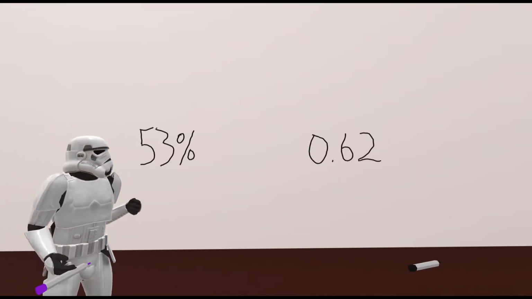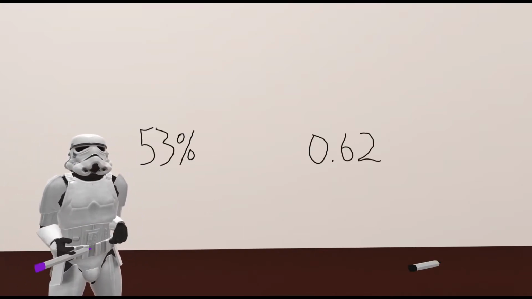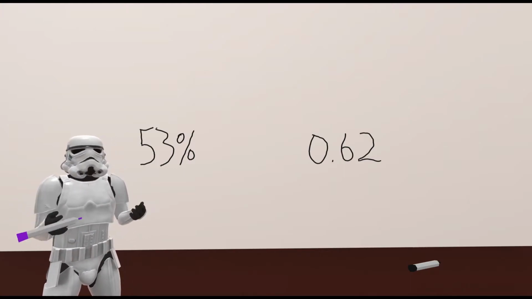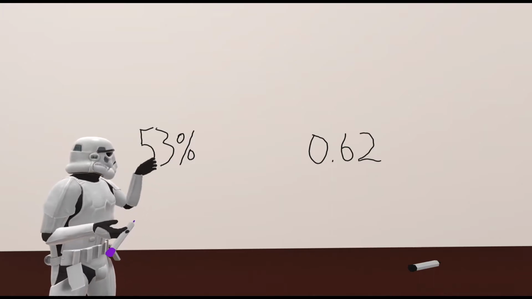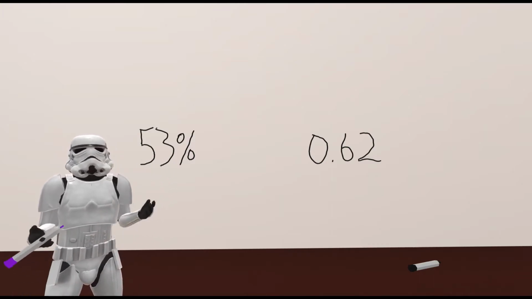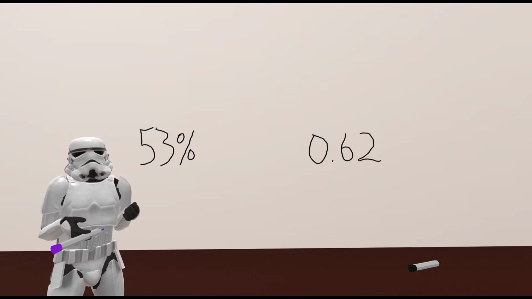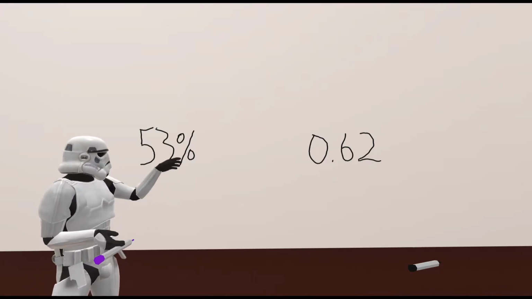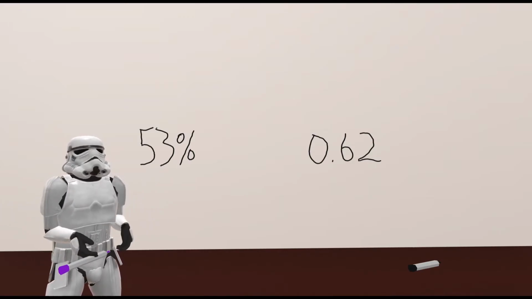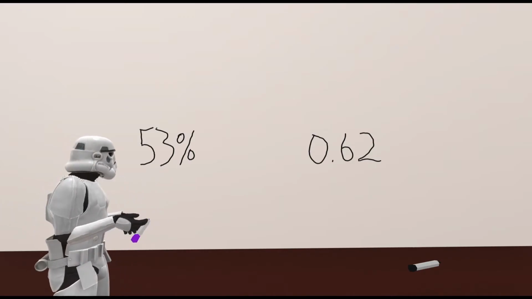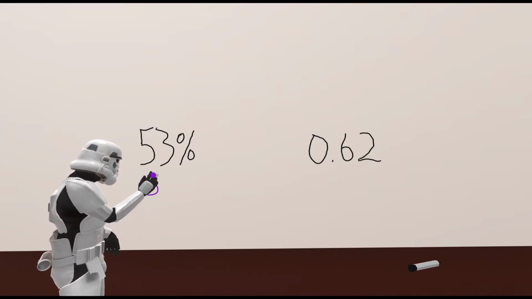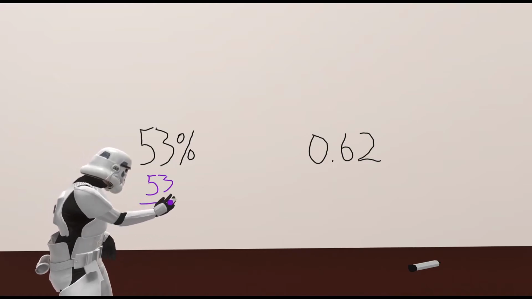Alright, here we have 2 examples that we're going to go through. Now just like before, we're going to follow the same process. So I have 53%. So to turn this into a decimal or a fraction, all we have to do is change this percentage sign into its number form to get rid of it. So we write 53 over 100.